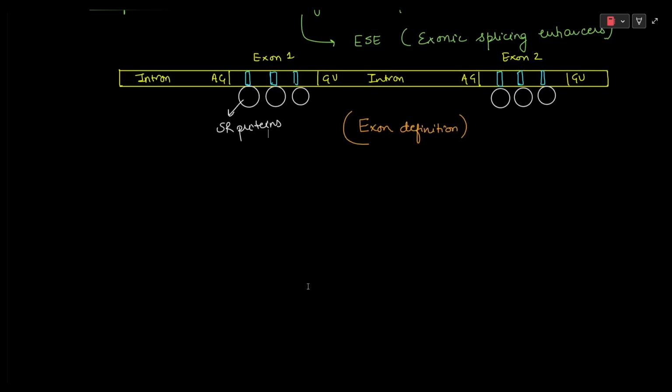Now let's talk about the variants of splicing. There are some variants that I would like to discuss here. The first variant that I would like to discuss with you is what we call trans splicing. So this is the first variant.